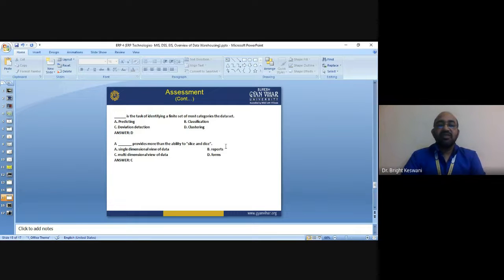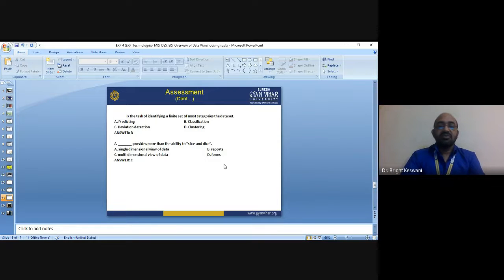Dash is the task of identifying a finite set of categories of data, predicting, classification, deviation detection, or clustering. The right answer is clustering. A dash provides more than the ability to slice and dice. A single dimensional view of data, reports, multi-dimensional view of data, or forms. So the right answer is C, multi-dimensional view of data.